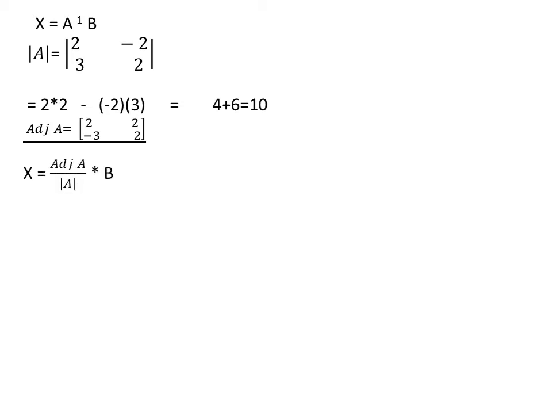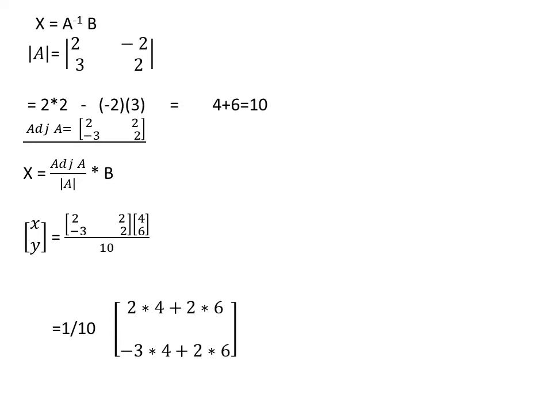For finding the value of x, we will write x equal to adjoint of A over determinant of A into B. In the numerator, we will write the adjoint of matrix A which has the elements 2, 2, minus 3, 2. After this, we will write the value of the determinant of A which is equal to 10, and then the elements of the matrix B are multiplied, which are 4 and 6. Now the matrices in the numerator are multiplied firstly.